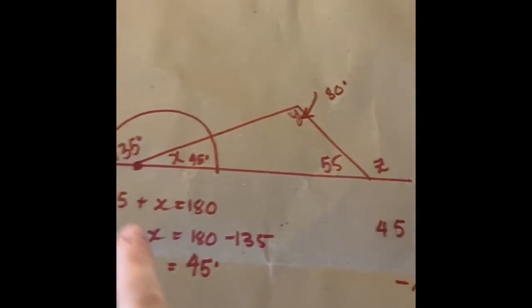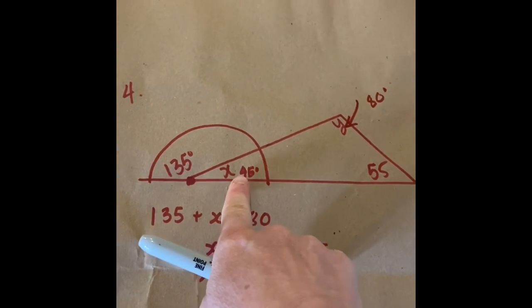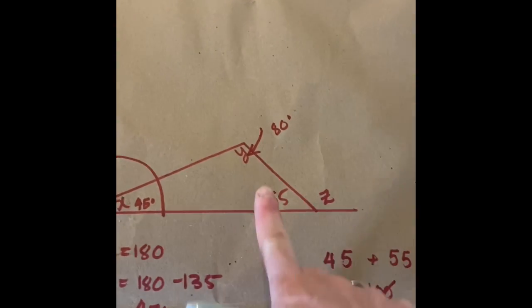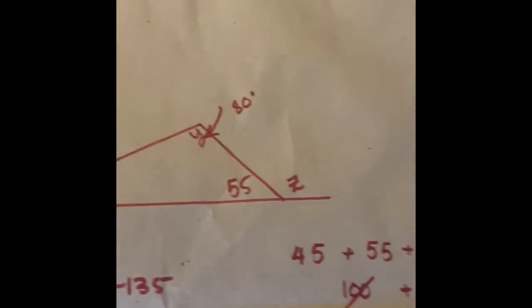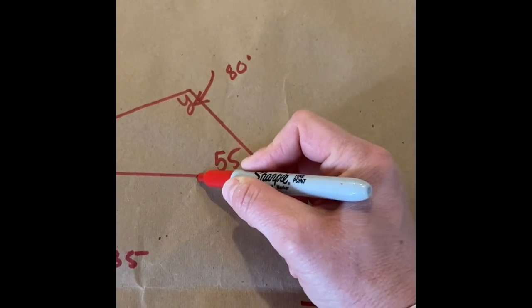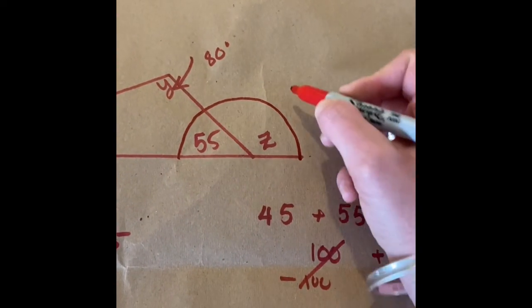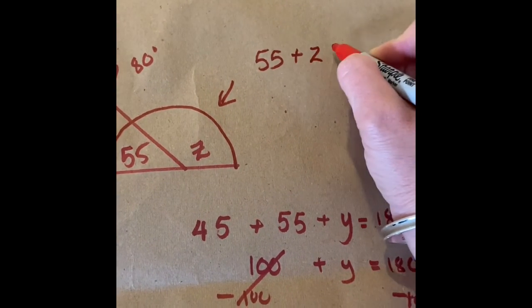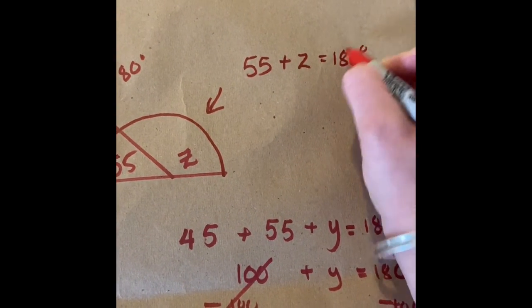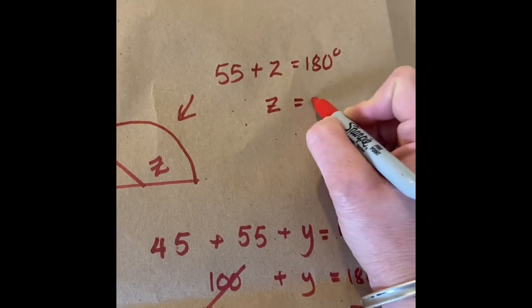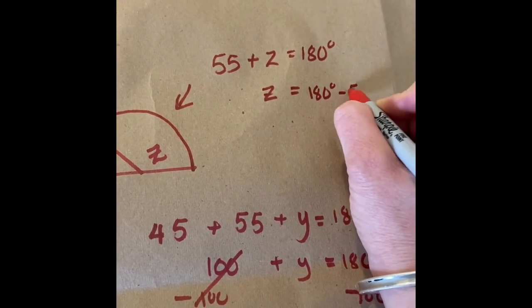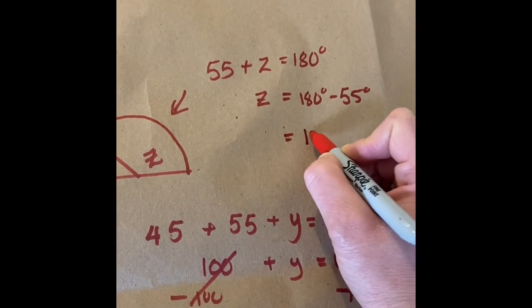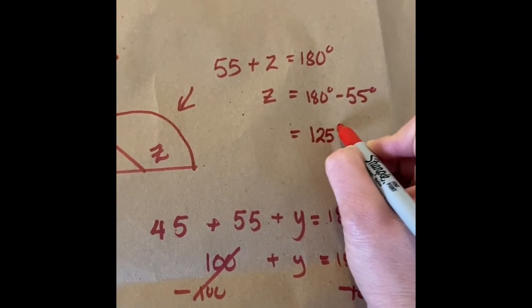Okay, so we know 135, we know 45 next to it makes a protractor, and that's why it's 45. We know 55, we know the y. Now we need to know the z. So we're going to do one last protractor. And we know that those 2 together, the 55 and the z, add up to 180 degrees. So my z is 180 degrees minus 55 degrees, which is going to give me 125 degrees.